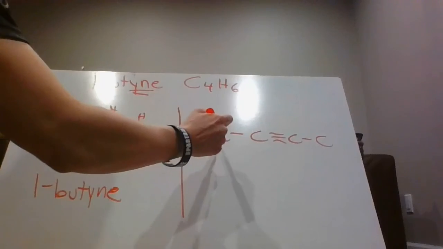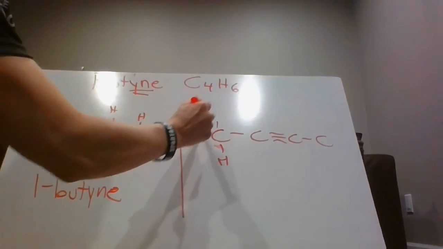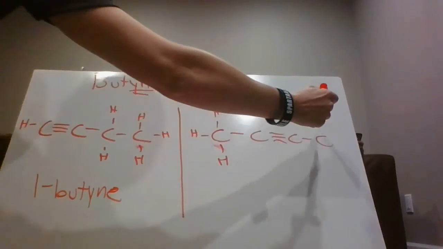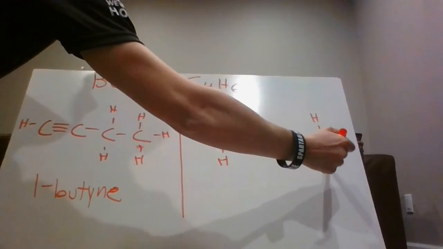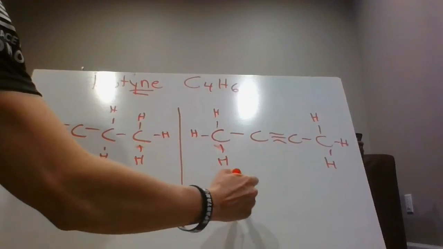Here, this carbon would get 3 hydrogens. This wouldn't get any, this wouldn't get any, and the last one would get 3. And this would represent 2-butyne.